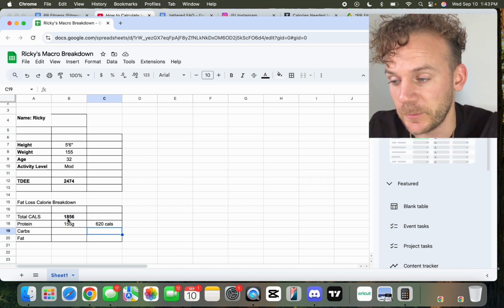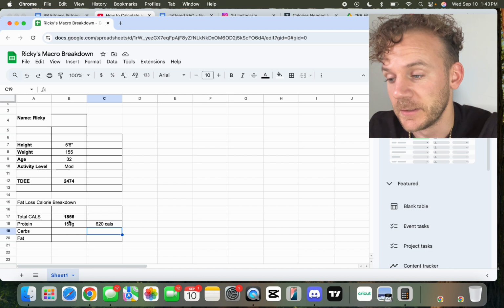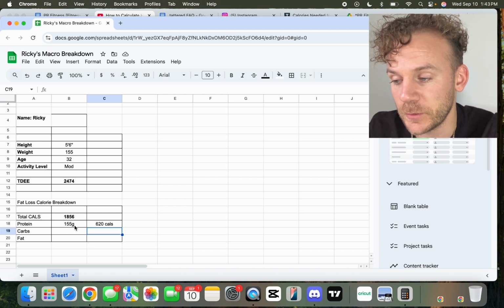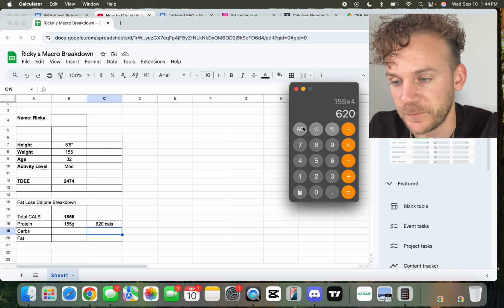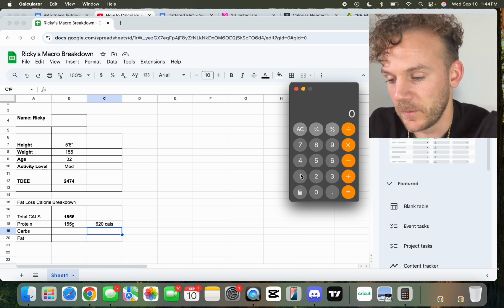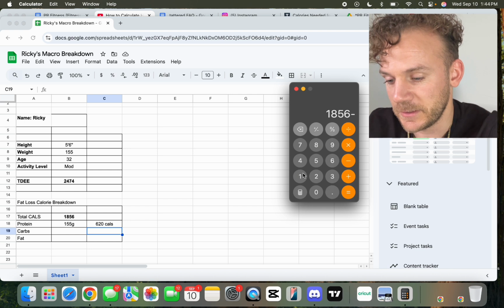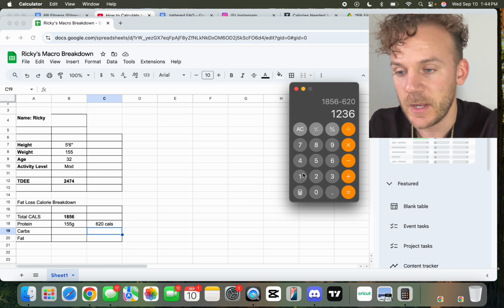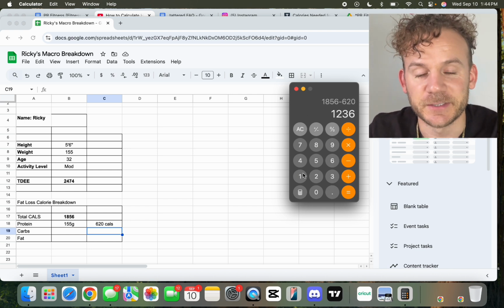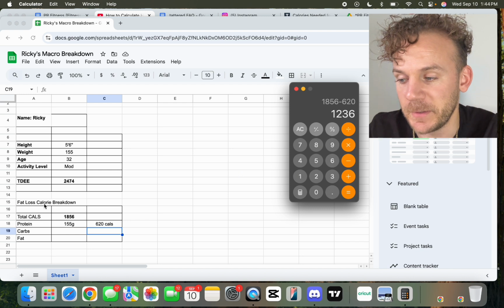So next thing we need to do is we need to solve for carbs. So we're just gonna simply, carbs and fats, okay? So this is what we're gonna do. We're gonna take your total daily calories and we're gonna subtract the 620 from it. So that's the first thing that we need to do. So 1,856 minus 620 calories gives us 1,236 calories. That's how many calories we have remaining to split between the carbs and fats.